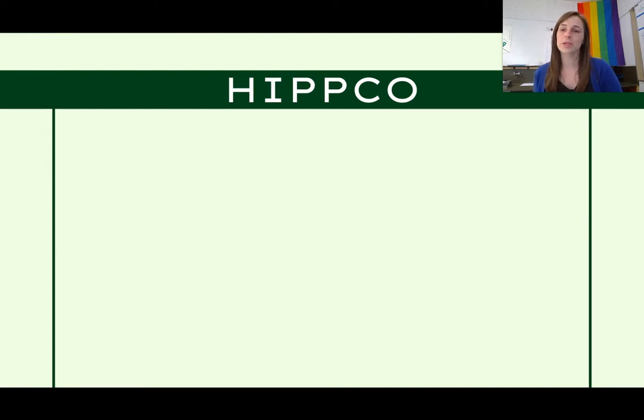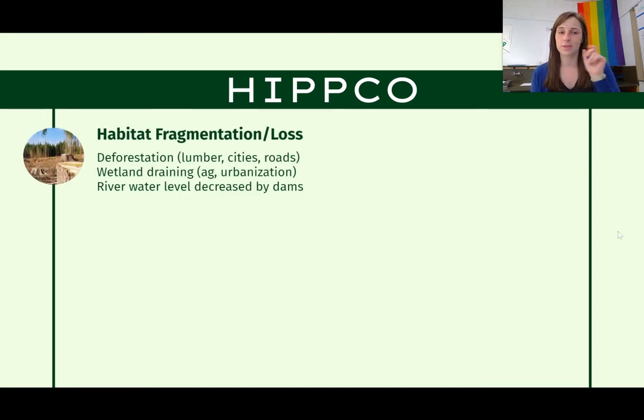So first, we are going to start with this really handy-dandy acronym that can help us to remember the main things that are going to be causing biodiversity loss. And that acronym is HIPPCO. Each of these stands for a different thing. So the H stands for habitat fragmentation or loss. This can occur from things like deforestation, wetland draining for agriculture or urbanization, changing up things with our rivers when we have dams, all those things that are leading to either the dividing up and fragmentation of habitats or just the total loss of it.